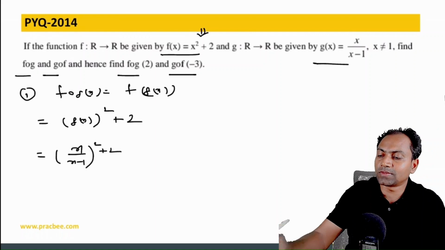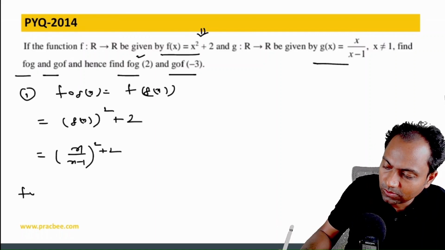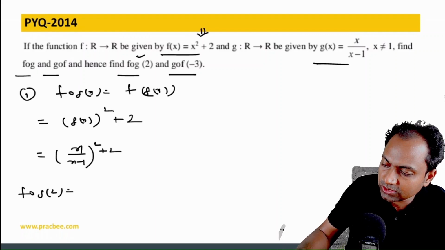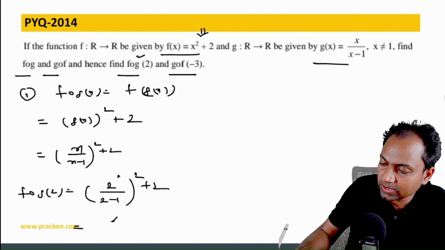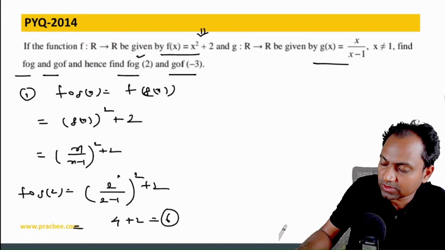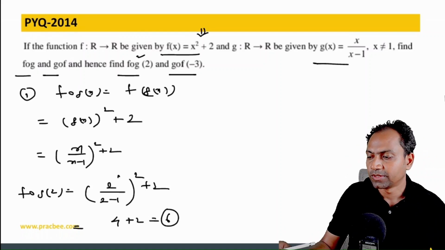Now they've asked one more thing, find the value of fog of 2. So instead of x, if I want to find fog of 2, just let us put 2. So this becomes (2 by 2 minus 1) whole square plus 2. So the answer becomes nothing but 4 plus 2, that is nothing but 6. Now this is a very simple thing that we did in this question.